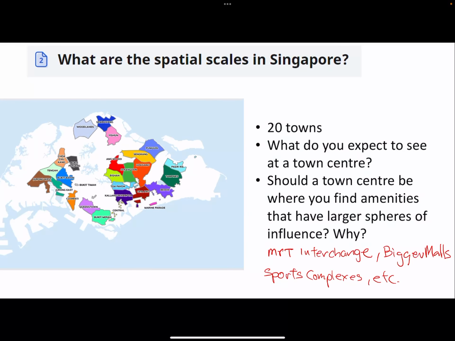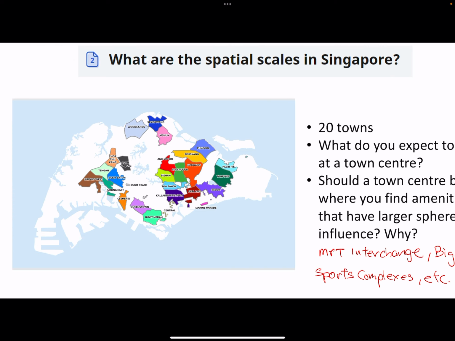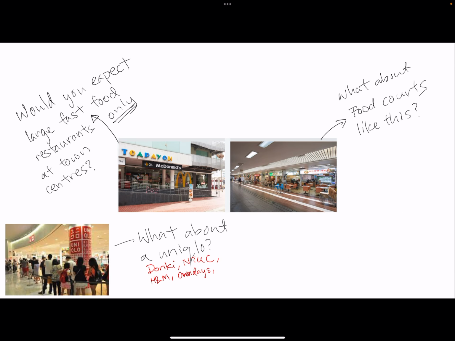Okay, so what are some of these things that you will find in terms of a town? You will find this MRT interchange, right? The much bigger malls, your sports complexes, like the things where you have your running track as well as your swimming pool. Okay, these are things that you would find at towns as opposed to the smaller areas. So what exactly are the scale denominations when we are looking at spatial scales in Singapore for residential areas?